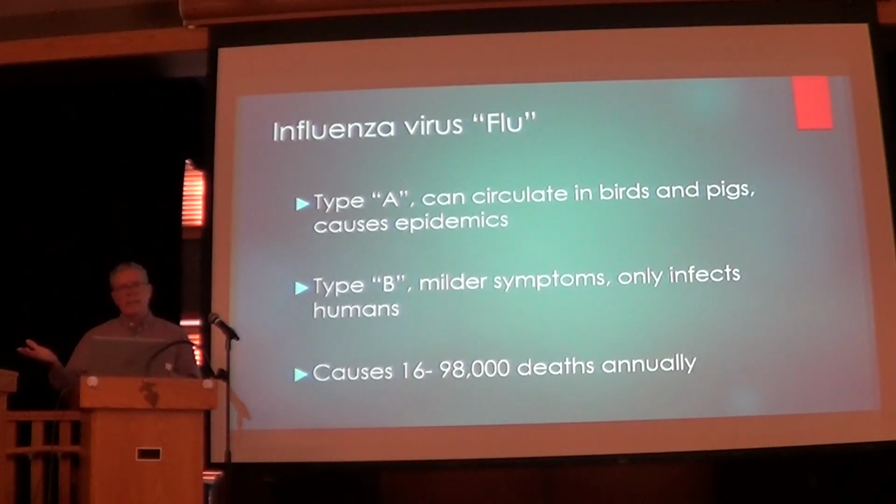Typically we see A earlier in the season and then B later in the flu season. Depending on the year, flu can cause quite a bit of mortality in the country, anywhere from 16,000 up to maybe close to 100,000 deaths annually. Most of those are in very young children or very older adults.